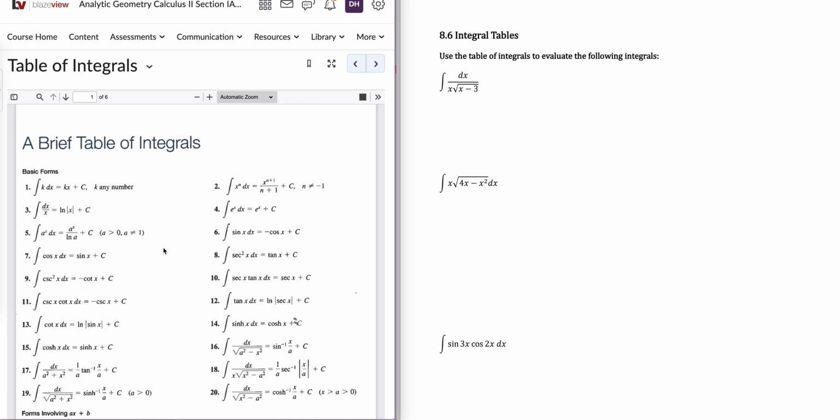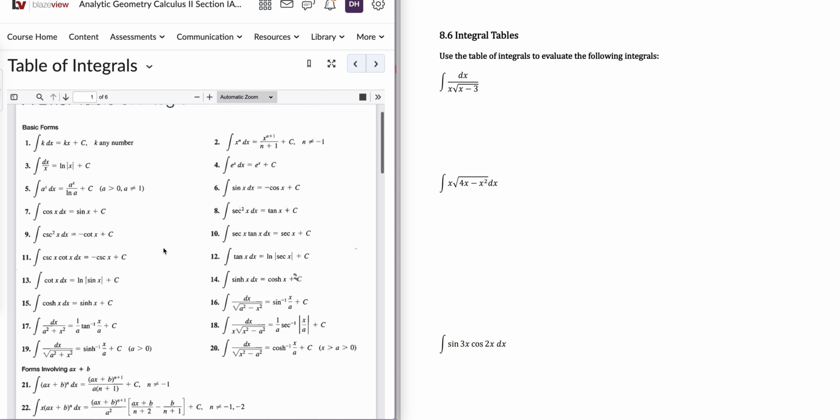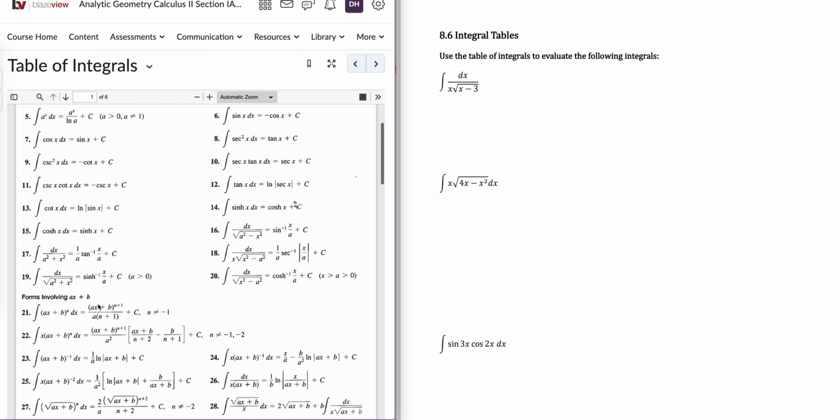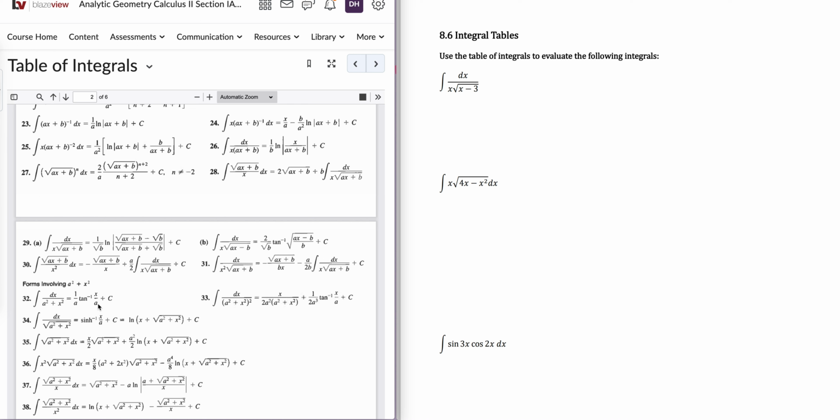So there's 6 pages of formulas here. Thankfully, they are broken out by type. You have your basic ones and then forms involving ax plus b and so on. That will be helpful in determining which formula you're going to need, but sometimes it still does take a minute or so to find exactly which one you need to be using.